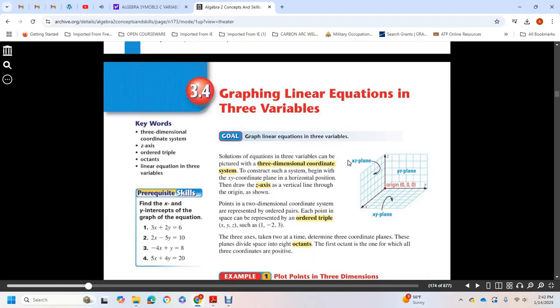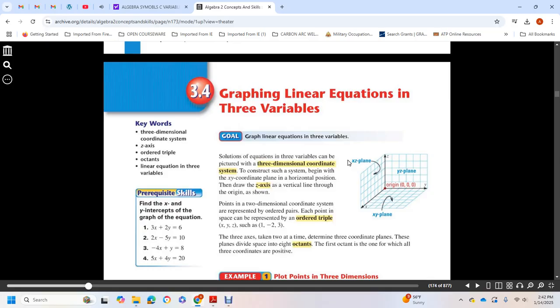3.4, Graphing linear equations in three variables. Solutions of equations in three variables can be pictured in a three-dimensional coordinate system. The system begins with the x and y coordinates in the horizontal plane. Draw the z-axis as a vertical line through the origin, as shown.